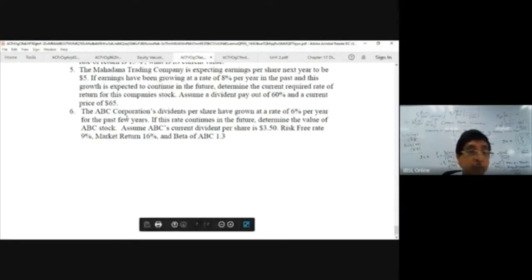And now after getting the required rate of return, you have the growth rate of shares. The current dividend is also given.